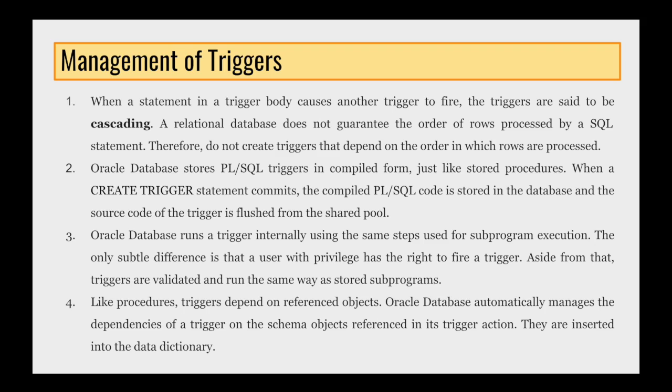Oracle stores PL/SQL triggers in compiled form, just like other stored procedures. When a create trigger statement commits, the compiled PL/SQL code is stored in the database, and the source code of the trigger is flushed from the shared pool. So, in Oracle database, triggers are run internally using the same steps for subprogram execution. The only subtle difference is that a user with privilege has the right to fire a trigger. Aside from that, triggers are validated and run the same way as stored subprograms.